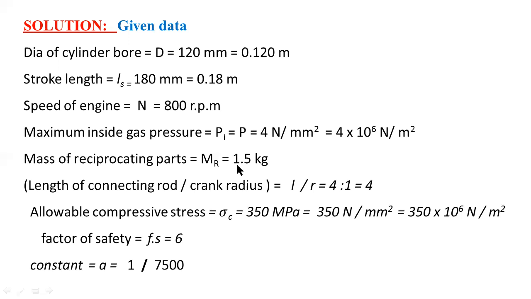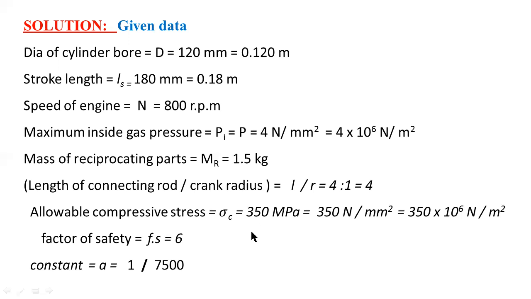Here the piston slides within a cylinder. So the piston reciprocates in upward and downward direction. So you have to consider the mass of reciprocating parts as the piston mass. Here the ratio of length of connecting rod to the crank radius is given, that is L by R equal to 4 is to 1, that is equal to 4. So by using this relation, you have to find out the value of the length of the connecting rod.